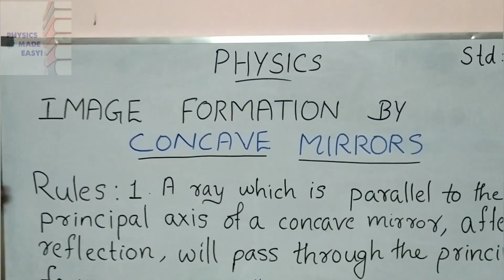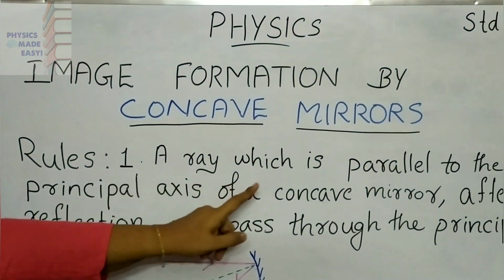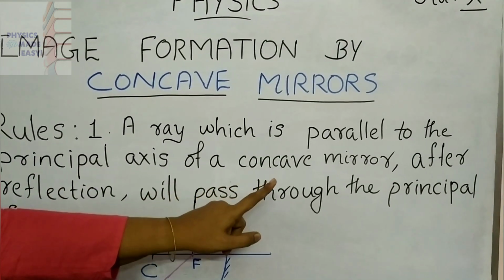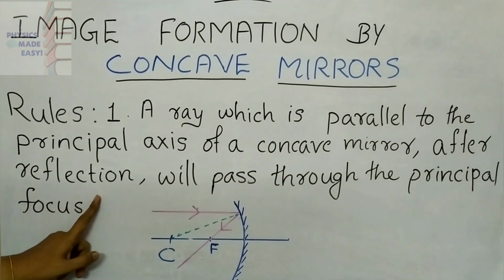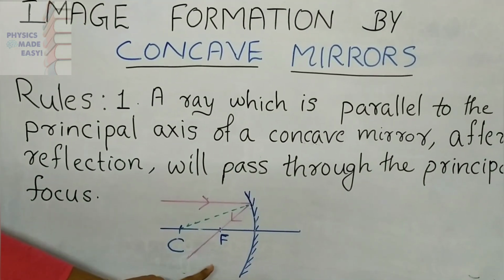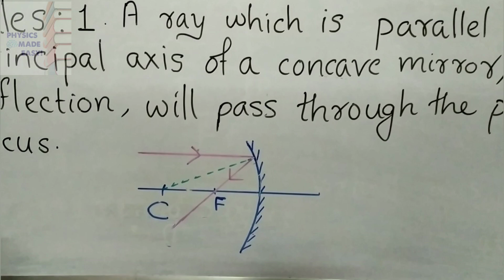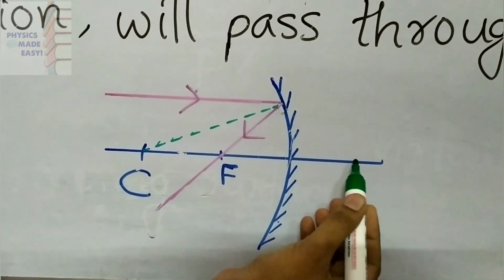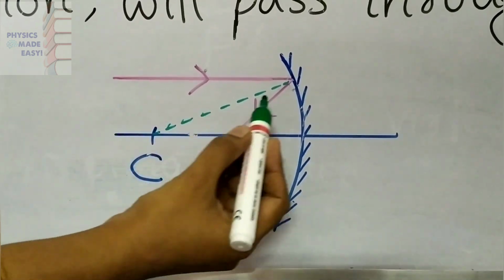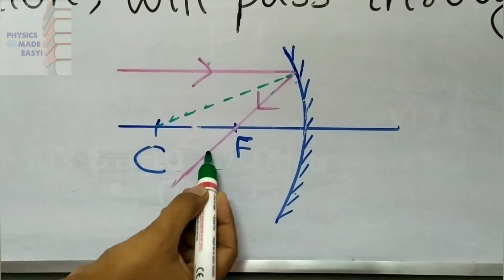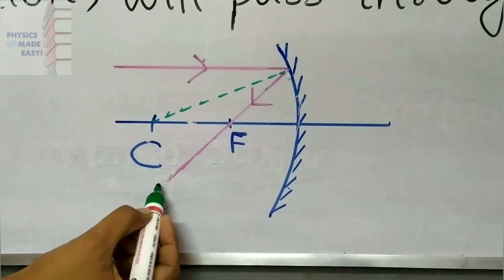Here you can see the first rule. A ray which is parallel to the principal axis of a concave mirror after reflection will pass through the principal focus. Here you can see a ray diagram. Here you can see the ray which is parallel to the principal axis. After reflection, the reflected ray will pass through the principal focus.